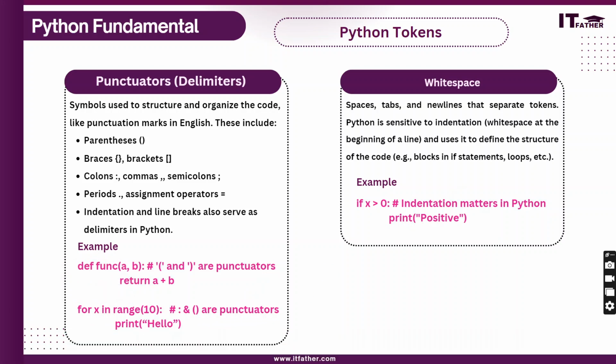Spaces, tabs and new lines that separate the tokens in Python are also very useful. Python is very sensitive to indentation, meaning white spaces at the beginning of a line, and uses it to define the structure of the code. So it is very important that whenever we give any white space in Python programming, we must be careful. It can create errors if we do not use it properly.